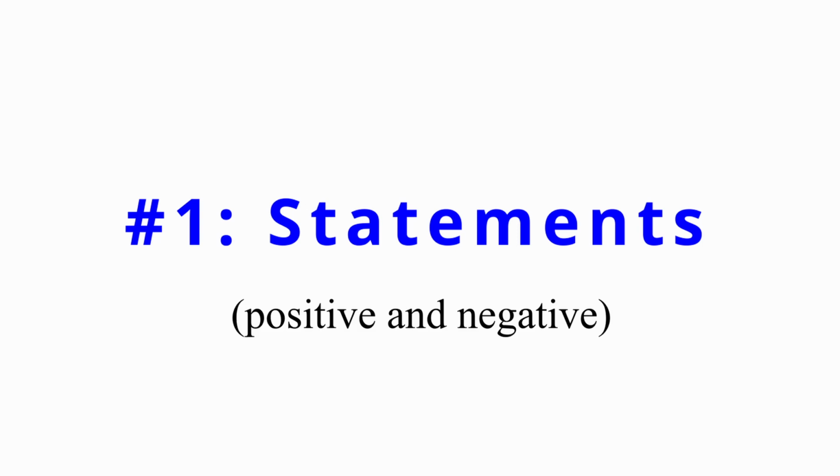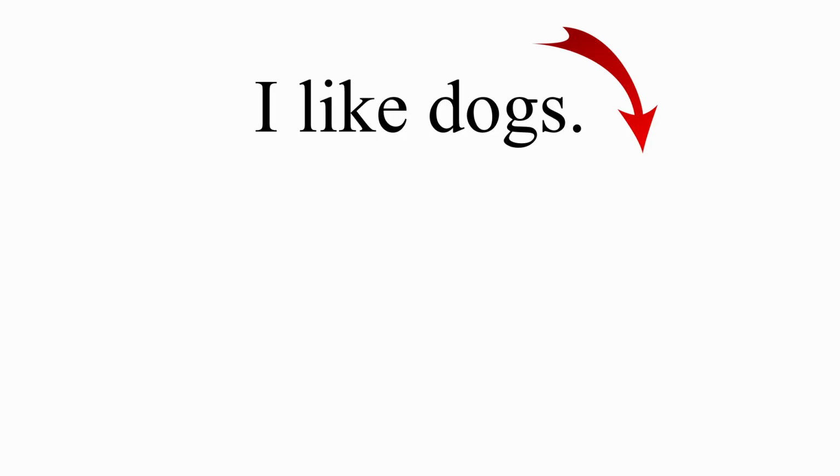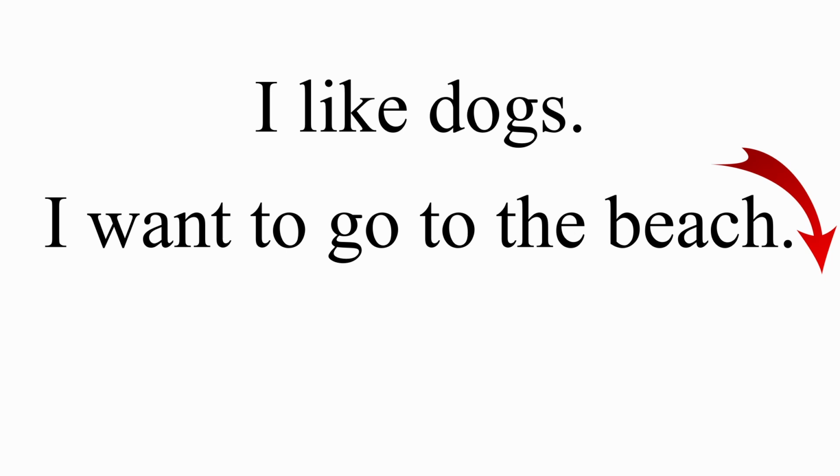The first use of sentence final falling intonation is, of course, with regular statements, whether they are positive or negative. It doesn't matter. The use of falling intonation simply tells the listener that the statement is complete. And it tends to fall off the cliff at the very end. So on that very last syllable, stressed or not, we will tend to have a very sharp final fall. Some examples of this are, I like dogs. I want to go to the beach. I see a man.